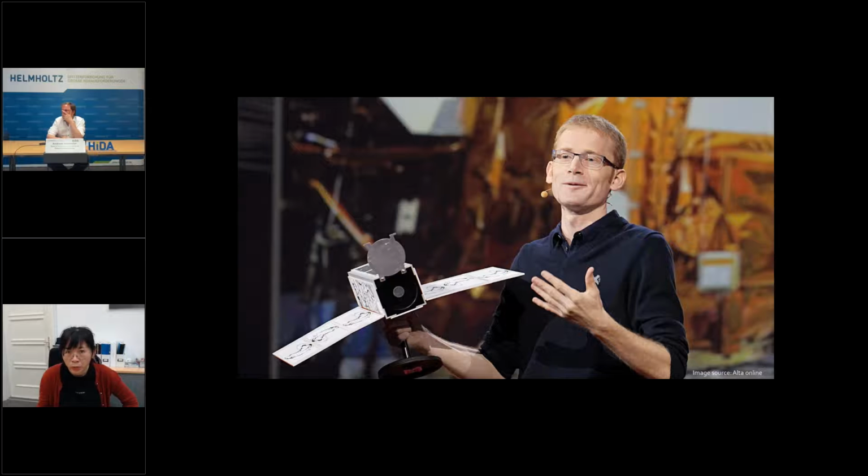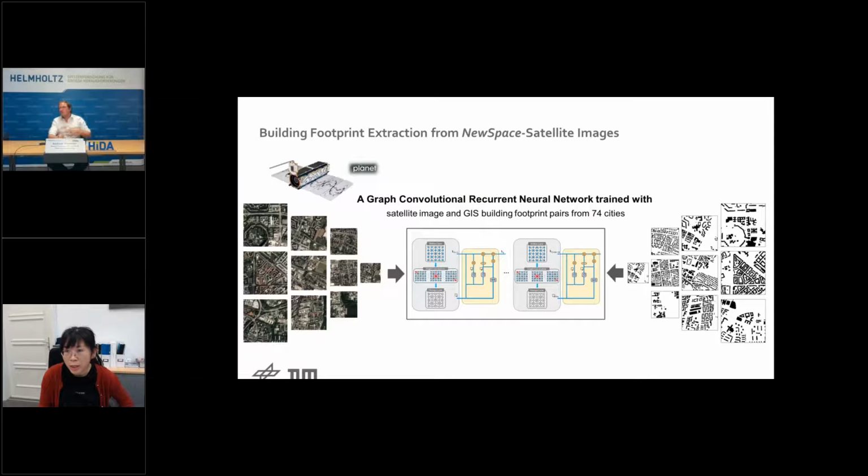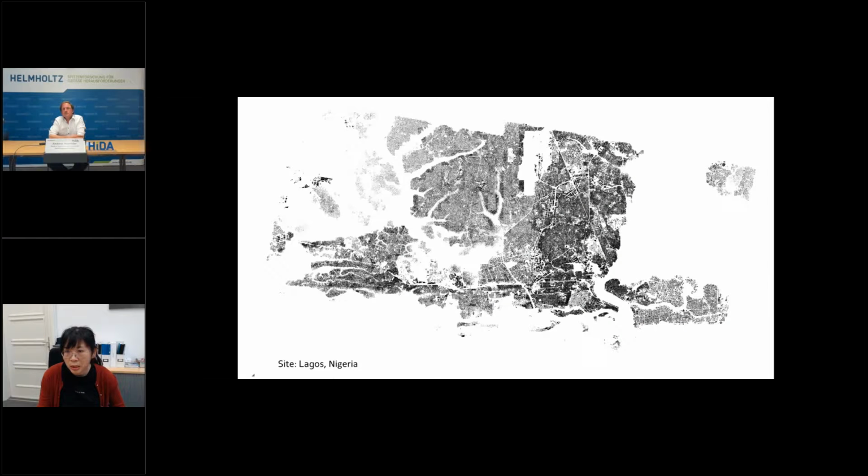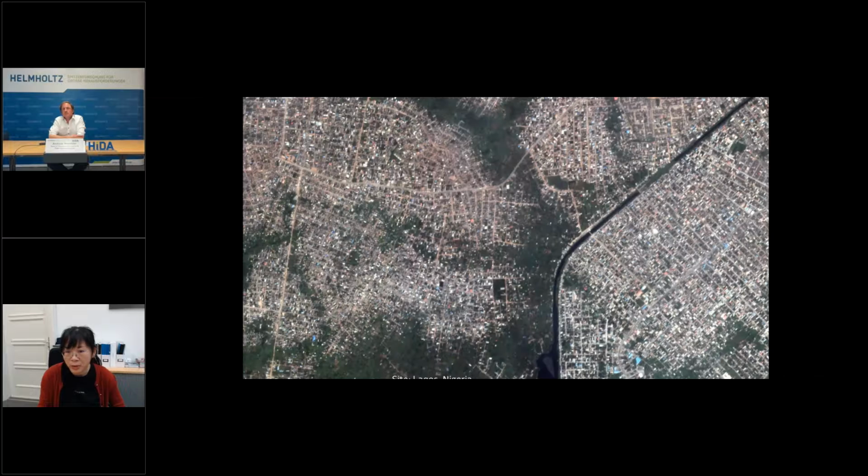What we do to improve the situation is use the Planet data, which has 150 satellites, very small ones like this one, and they are mapping the Earth's surface on a daily basis. We have been generating training data, selecting from 74 cities, and trained a graph convolutional recurrent neural network. Then we are able to turn this kind of Planet imagery into this kind of building footprint. If you want to see the detail, this is the Planet imagery. Basically, you see it's at the limit of the resolution we want to have, but with advanced data science algorithms, we can get this kind of building footprint.